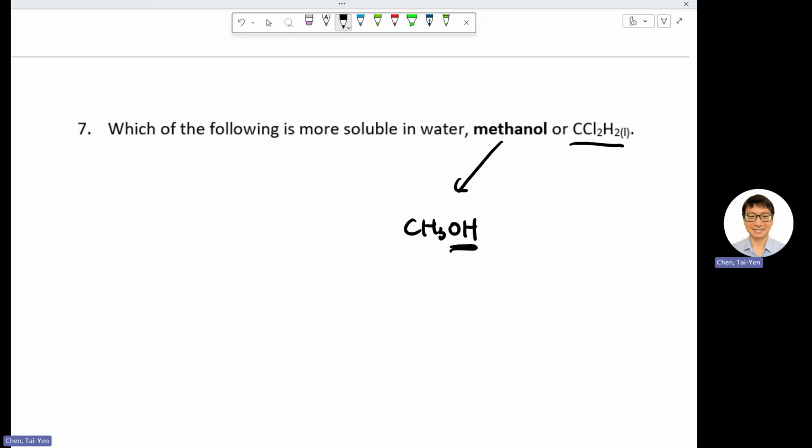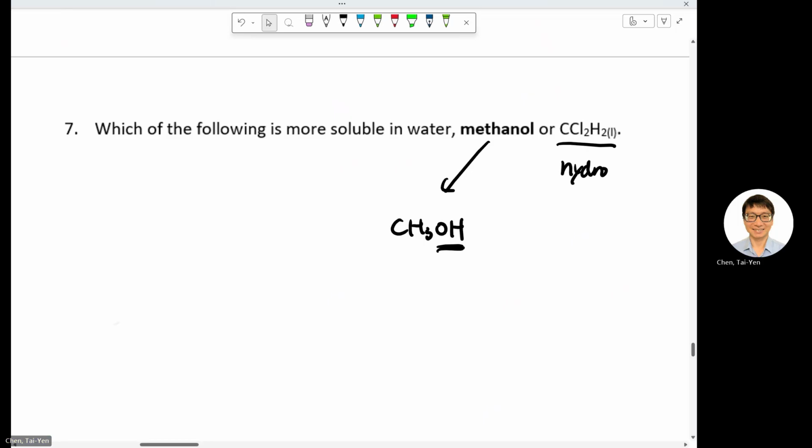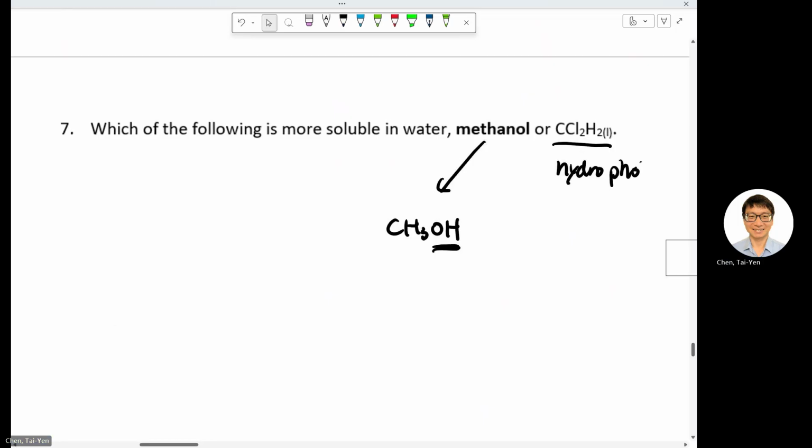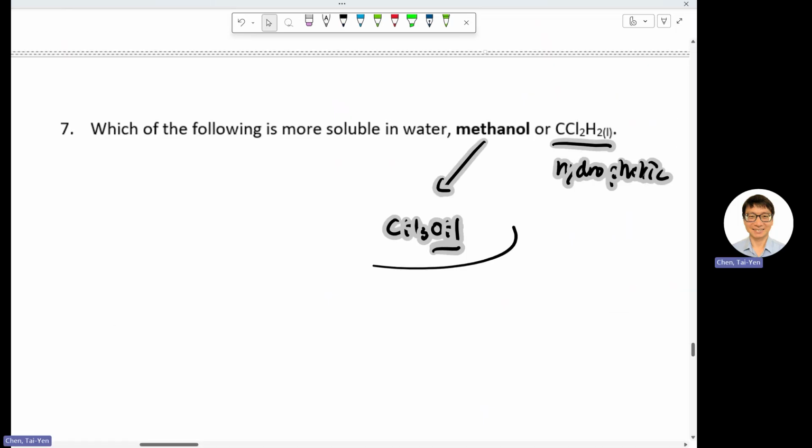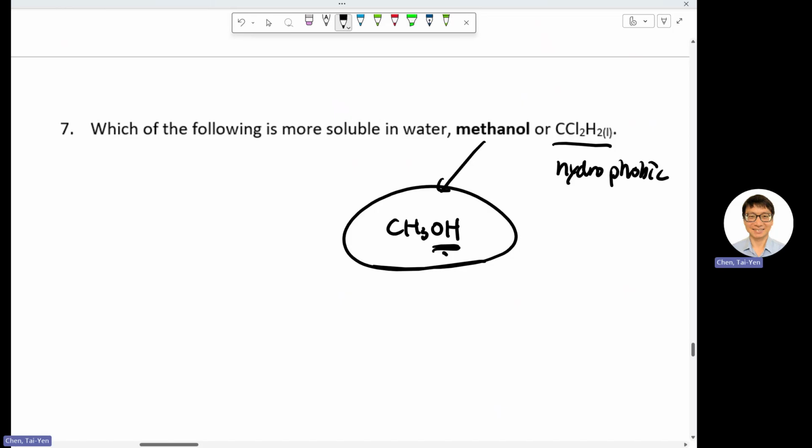What's this? It only contains carbon, hydrogen, and halide. So this one will be hydrophobic. Since water is hydrophilic, the molecule that has the OH will be the answer you are looking for. Very simple, right?